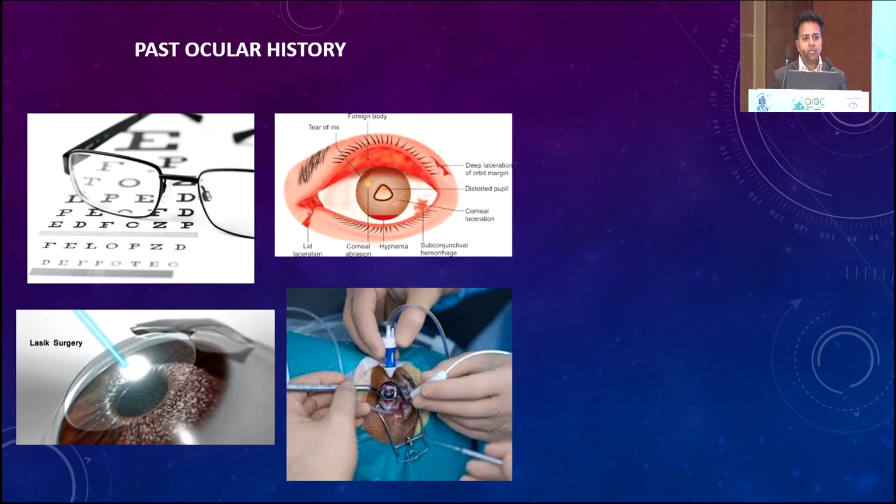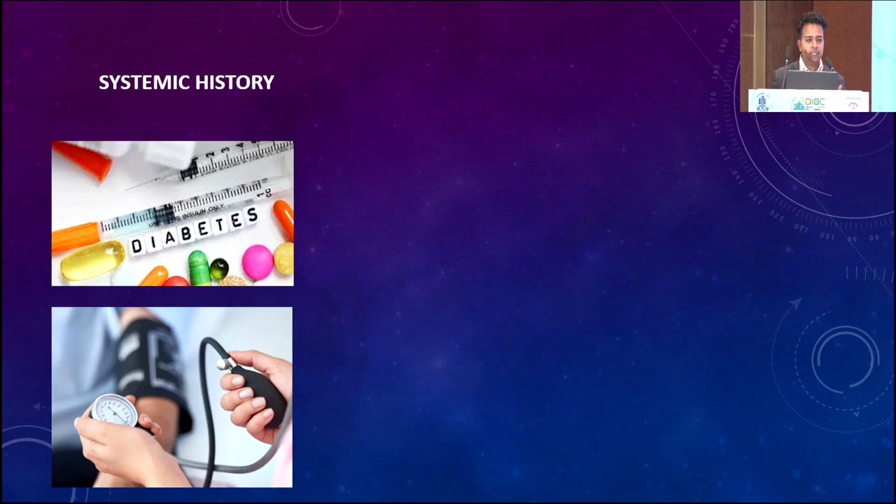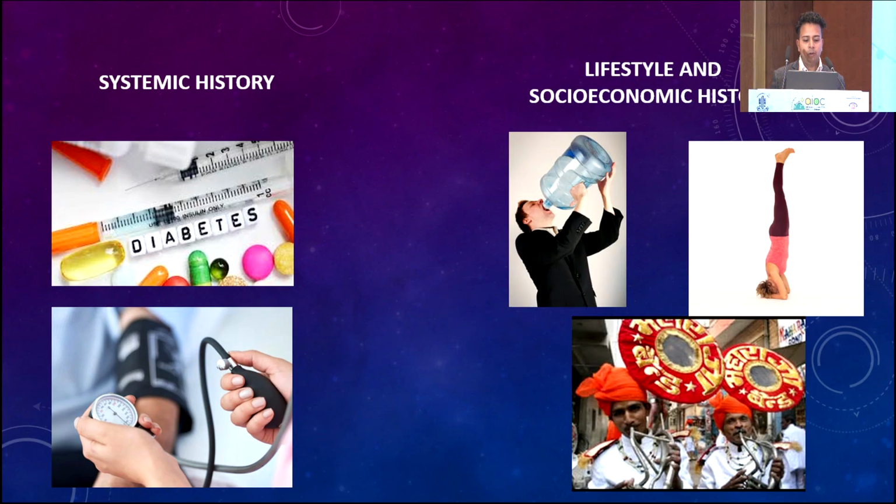Ask about the past ocular history: what the refractive correction of the patient is, whether they had any trauma, any laser procedures or any surgery. Along with that, we have to ask if the patient is using chronic, long-term steroids, or has any known documented allergies. We also have to ask about systemic features which can cause glaucoma.